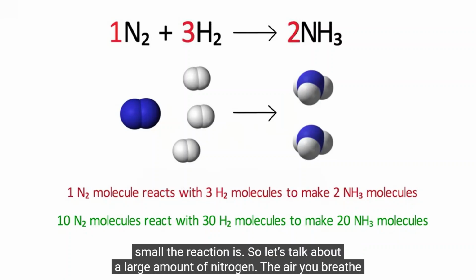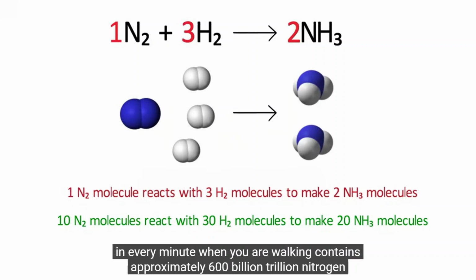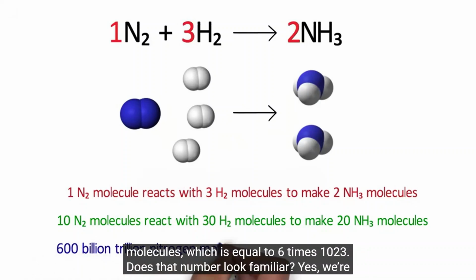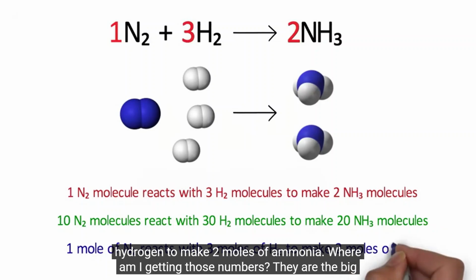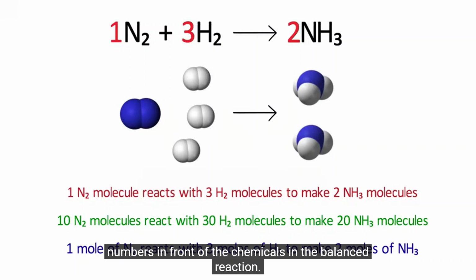So let's talk about a large amount of nitrogen. The air you breathe in every minute when you are walking contains approximately 600 billion trillion nitrogen molecules, which is equal to 6 times 10 to the 23rd. Does that number look familiar? Yes, we're talking about 1 mole of nitrogen. And 1 mole of nitrogen will react with 3 moles of hydrogen to make 2 moles of ammonia. Where am I getting those numbers? They are the big numbers in front of the chemicals in the balanced reaction.